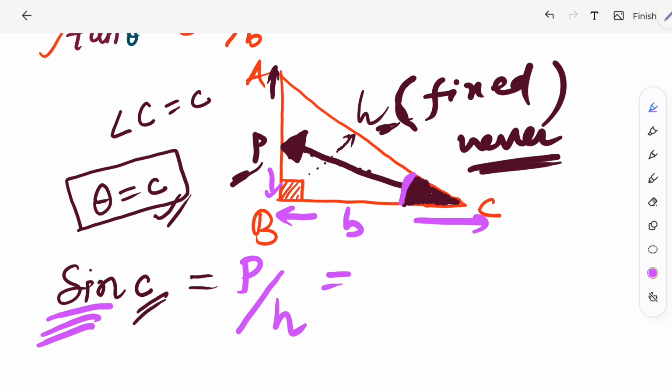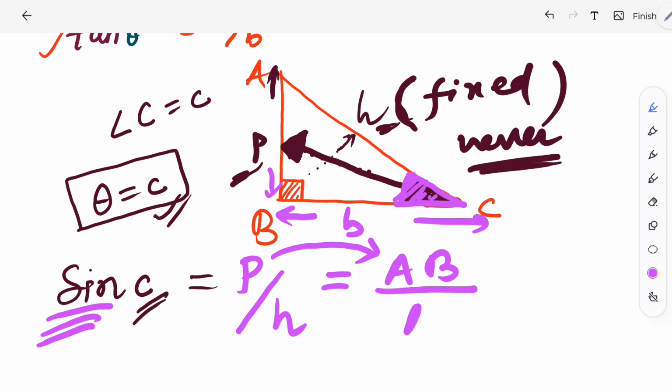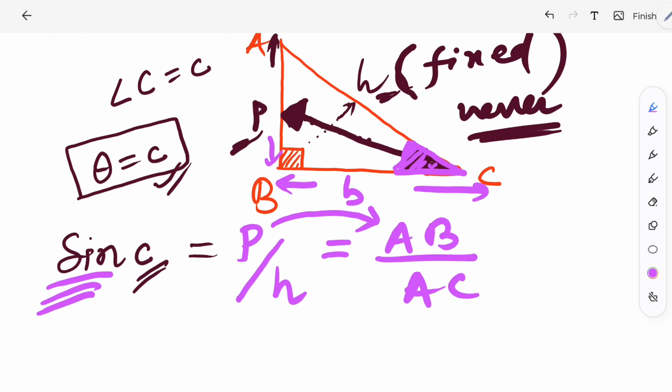Here, if you are considering the angle C, the side opposite to this angle will be AB, and AB is acting as P. So I am using P as AB. Now the hypotenuse is fixed, that is AC. So sin C will be AB by AC.